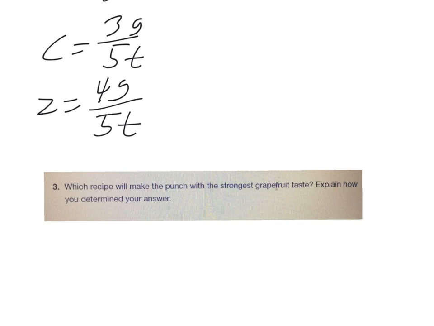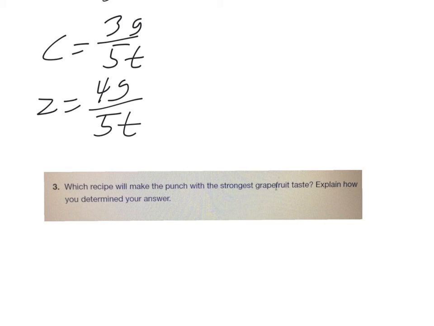So now that I have these rates that are comparing 2 different units, grapefruit juice to your total juice, they're rates. They're comparing grapefruit to total. So now I'm going to compare those fractions, and it says which recipe will make the punch with the strongest grapefruit taste. Explain how you determine your answer. So basically, I just need to order these fractions from greatest to least. The greatest fraction is going to be the greatest grapefruit taste.